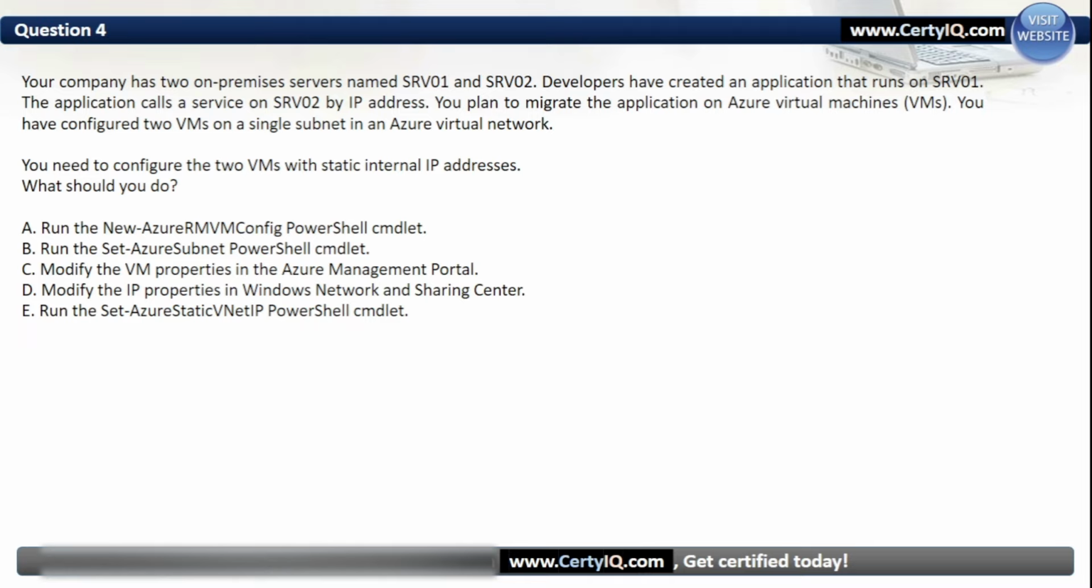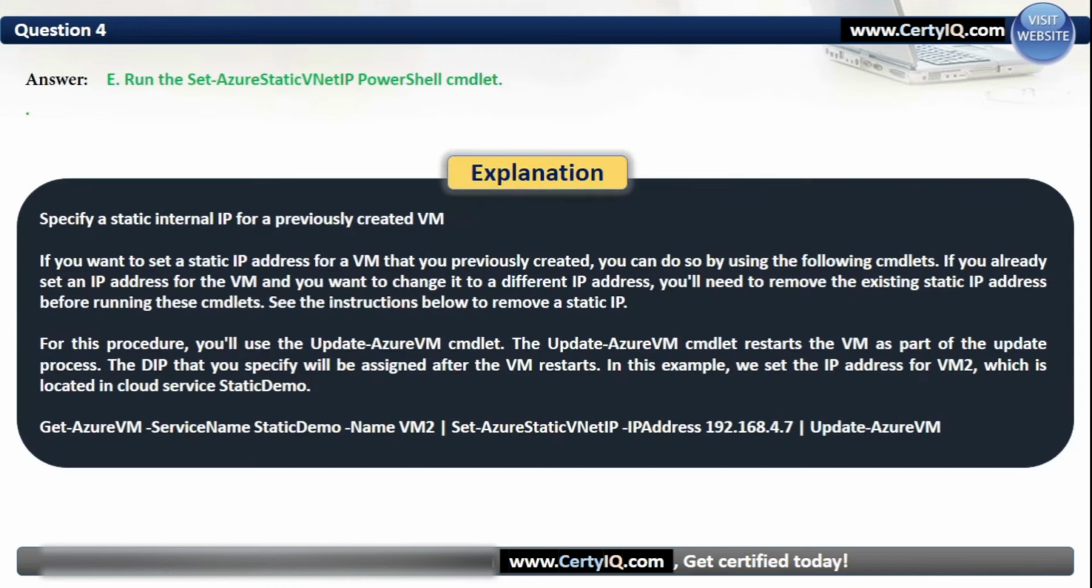The correct answer is E. Run the Set-AzureStaticVNetIP PowerShell cmdlet. Specify a static internal IP for a previously created virtual machine. If you want to set a static IP address for a virtual machine that you previously created, you can do so by using the following cmdlets. If you already set an IP address for the virtual machine and you want to change it to a different IP address, you shall need to remove the existing static IP address before running these cmdlets. See the instructions below to remove a static IP.